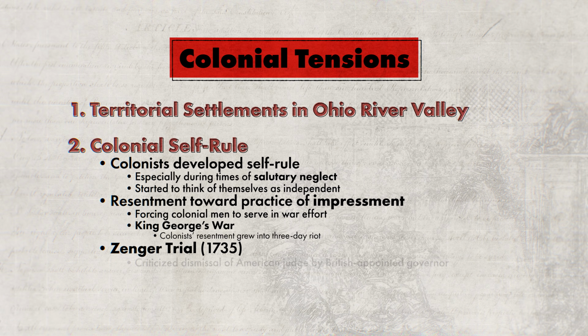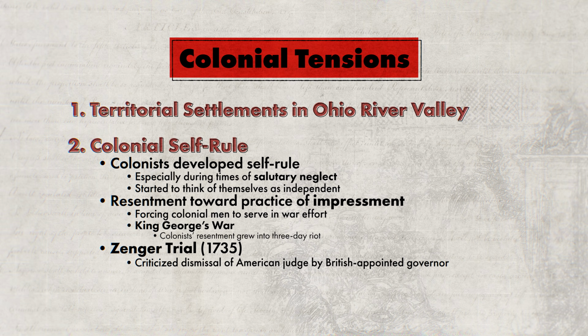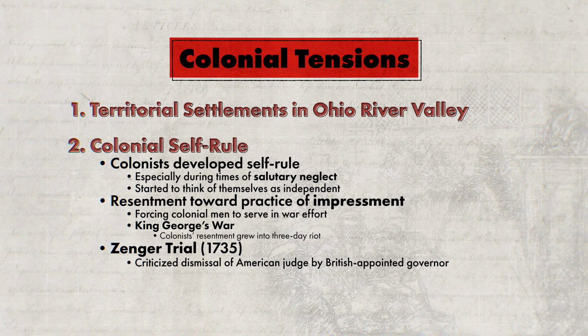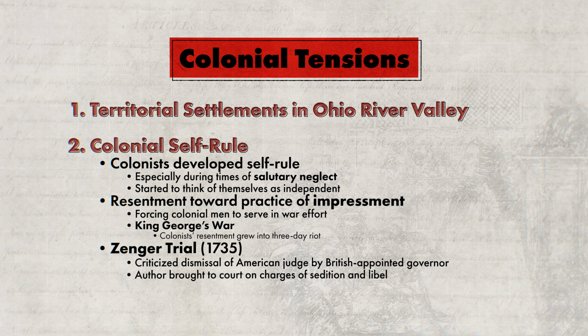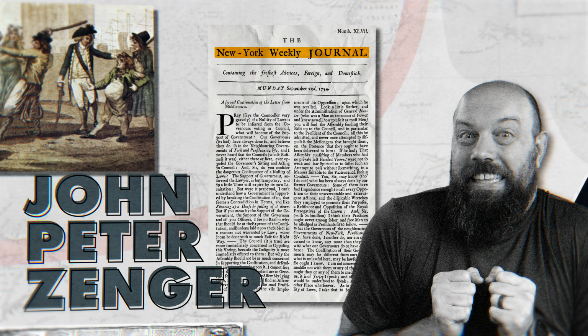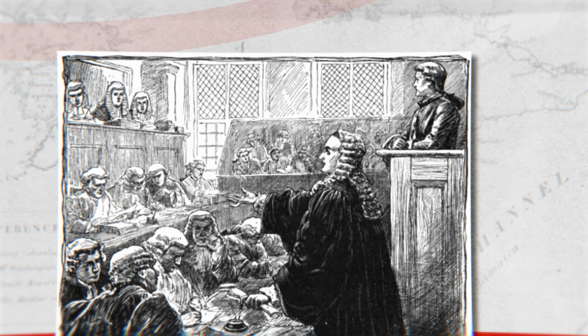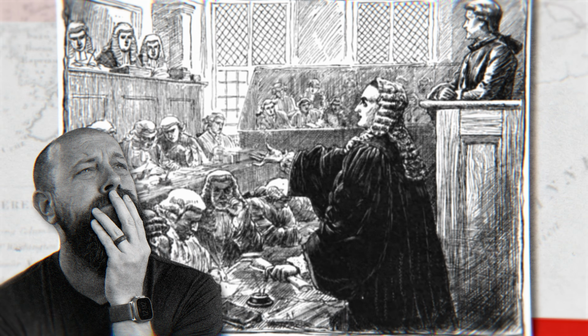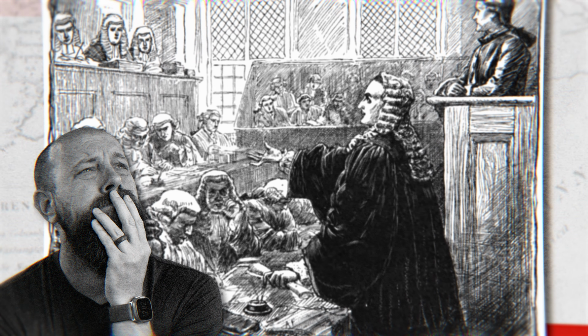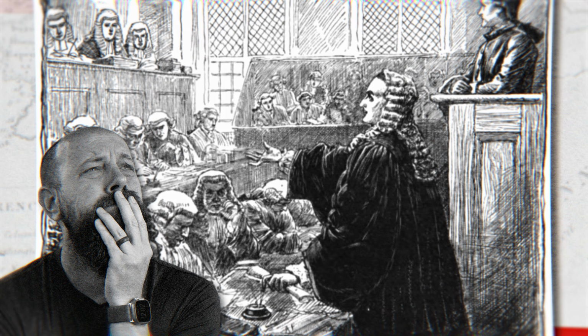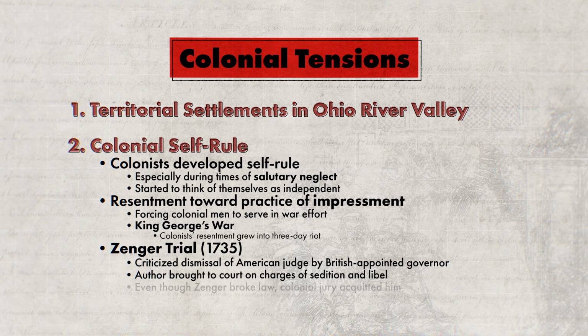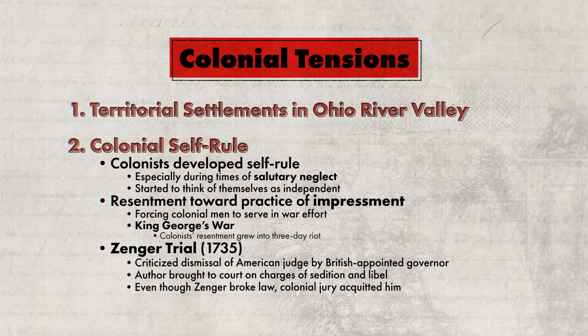And so when he published a piece criticizing the dismissal of an American judge by the corrupt British-appointed governor of New York, Zenger was hauled into court on charges of sedition and libel. And at that time, British libel laws didn't distinguish between truth and falsehood, only whether a published piece undermined government authority, which of course Zenger's piece very much did. But even though Zenger had clearly broken the law as it was written, the colonial jury acquitted him. And so this trial represents yet another piece of the growing resentment puzzle that was being put together in the colonies during this period.